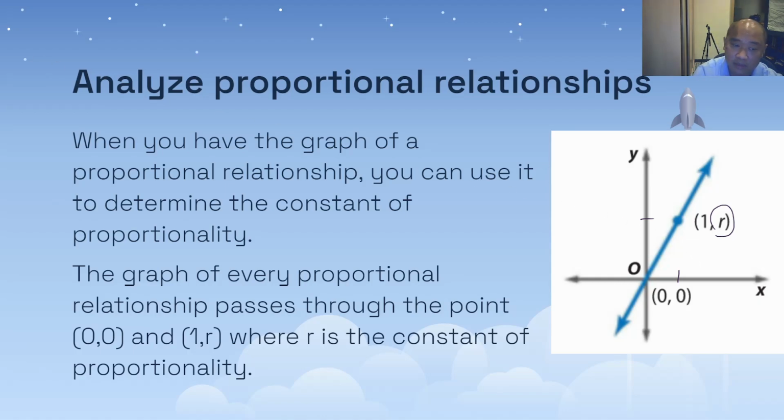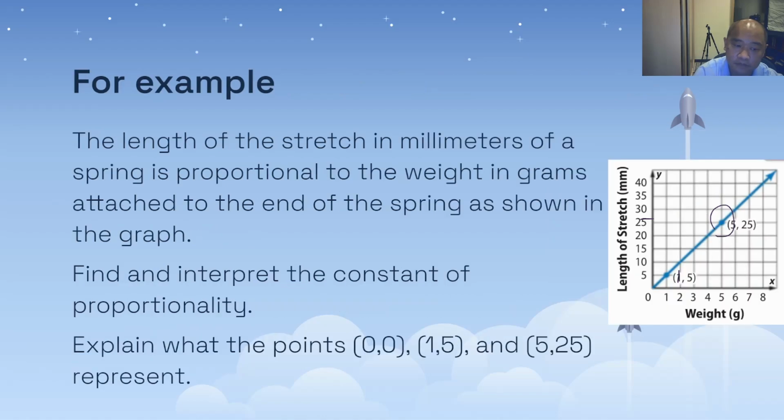So let's take a look at an example of this. The length of stretch in millimeters of a spring is proportional to the weight in grams attached to the end of the spring. So basically, a spring is one of these things, right? And you can squeeze it, and it gets smaller, and you can also stretch it out. And when you let go, it bounces back, right?